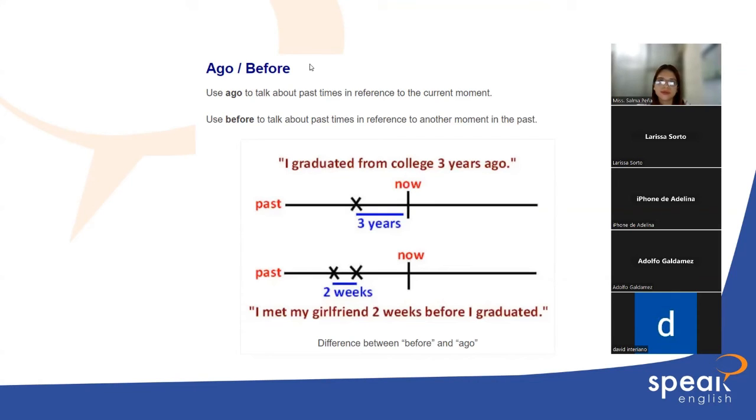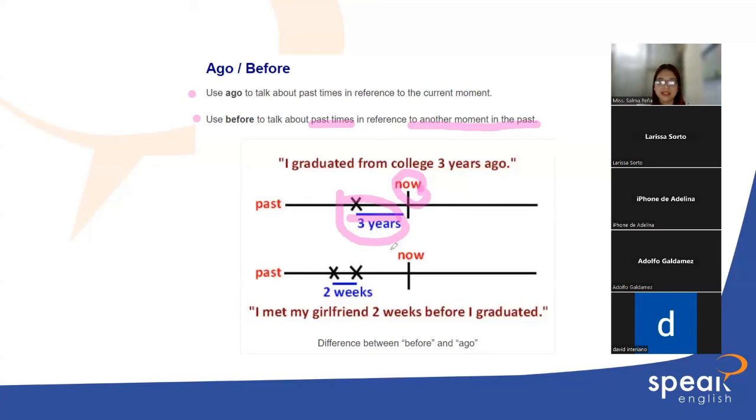This is now. You're talking about now, a moment from now. I talk about past time in reference to a current moment. Del pasado, haciendo referencia a un momento ahorita, sobre ahorita en el presente. I graduated from college 3 years ago. 3 years in the past, 3 years ago. But what happens if you say before? To talk about past times in reference to another moment in the past and not to the current moment. Past and past. This is past.